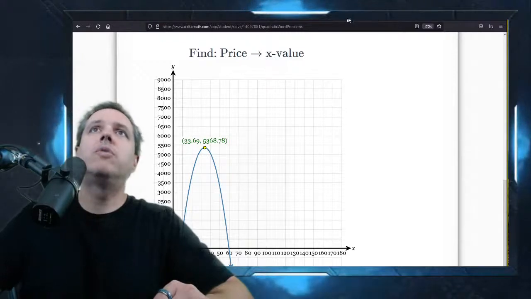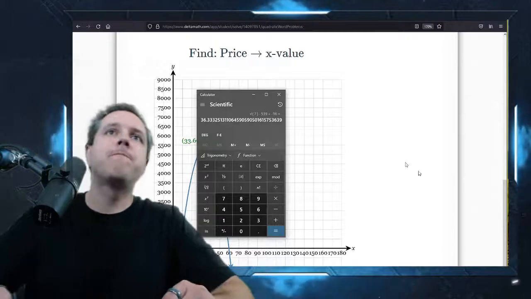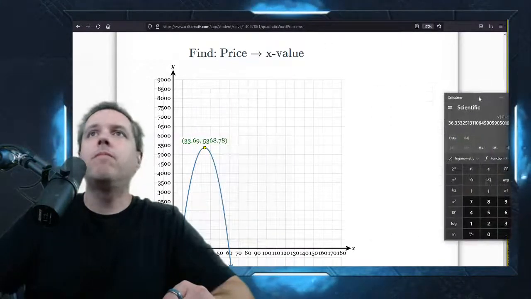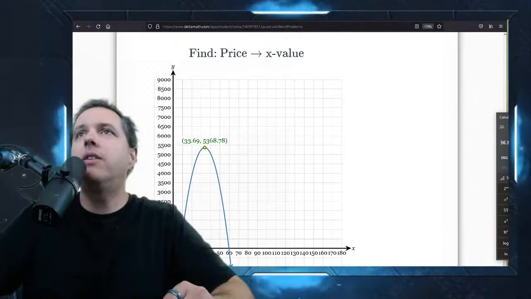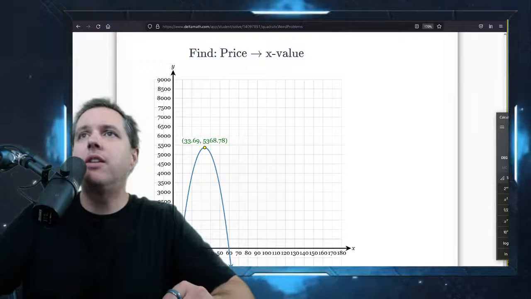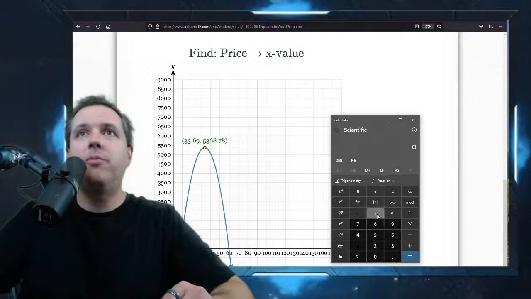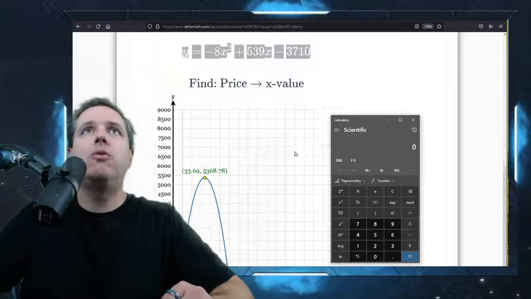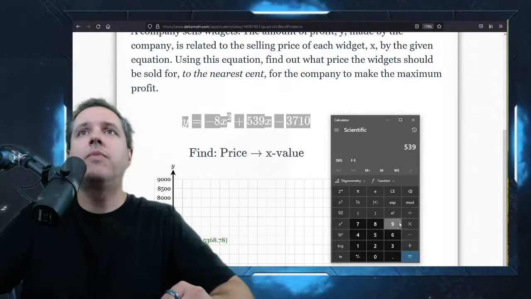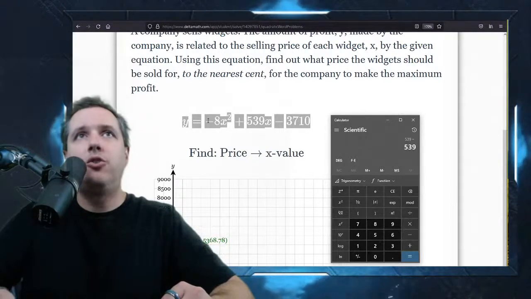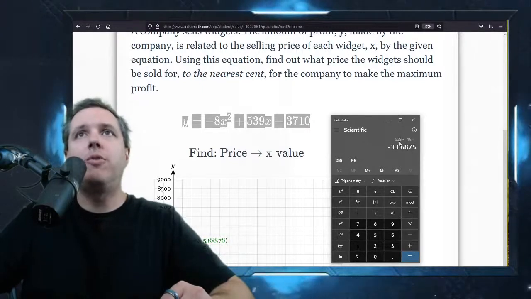wait, did we get a different answer? Hold on, I gotta make sure I don't keep covering up. Why did I get that? Oh, there was a previous thing in there, I hadn't cleared it before. So let me try that again. So I'm gonna go, what was it? 539 divided by 2a would be negative 16, negative 33.68.